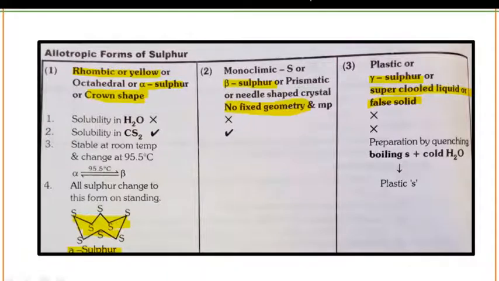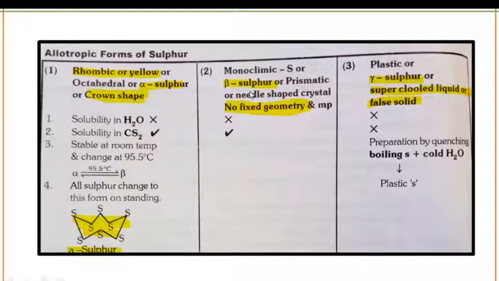Now there are many allotropic forms of sulfur present in nature. Three of them are rhombic or yellow sulfur, monoclinic sulfur and plastic sulfur. What you have to remember from this slide is highlighted. Number one is the rhombic or yellow sulfur. You have to remember that rhombic or yellow sulfur is known as alpha sulfur, and this alpha sulfur is crown shaped sulfur. As you can see here, all the sulfur atoms are arranged in a crown-like structure. That's why alpha sulfur is known as crown shaped sulfur.